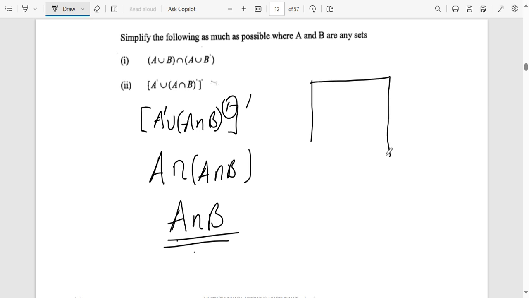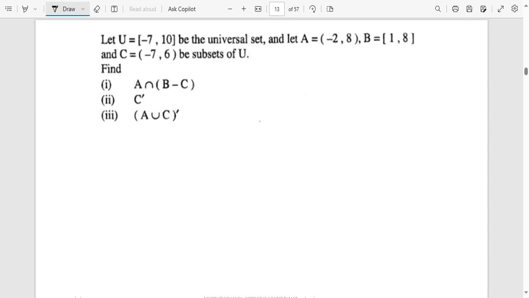In case you didn't see that, this is A, this is B. A intersection B is this one. You want where A intersection B is meeting the whole set A. It is just A intersection B itself. Okay, so that will be the answer.